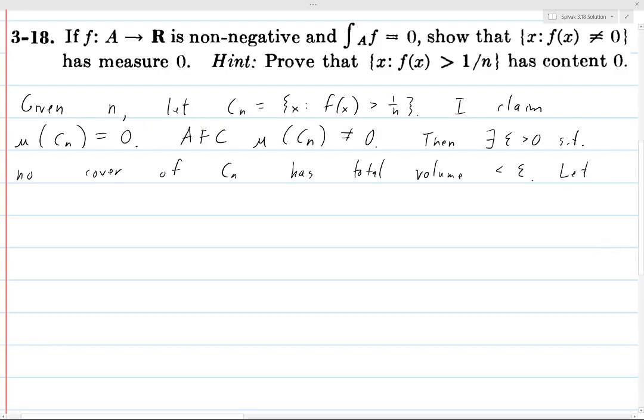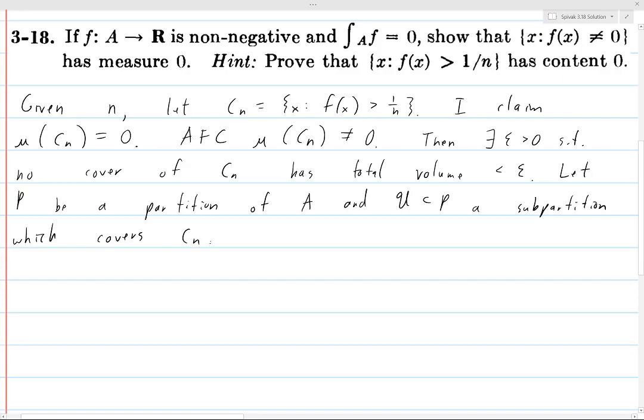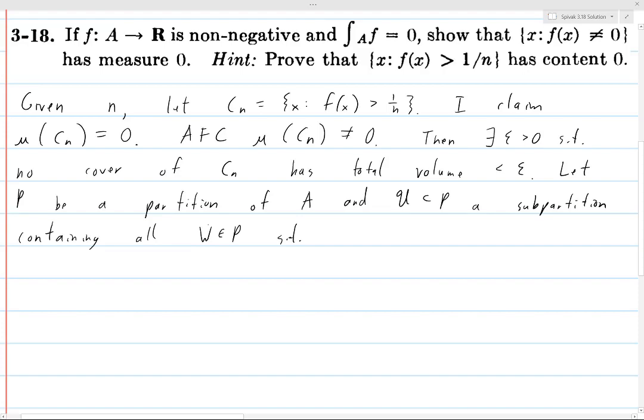Okay, so let P be a partition of A, and U is going to be a subpartition which covers Cn. So if you look at all the elements of U, well, let's do it this way. A subpartition containing all W in P such that W intersected with Cn is nonempty.